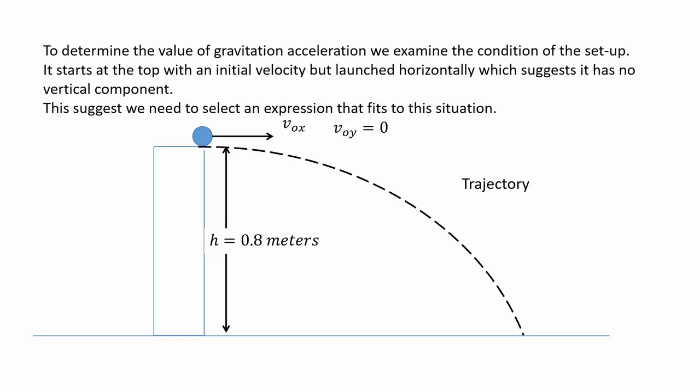To determine the value of gravitational acceleration, we examine the condition of the setup. It starts at the top with an initial velocity but launched horizontally, which suggests it has no vertical component. This suggests we need to select an expression that fits the situation.